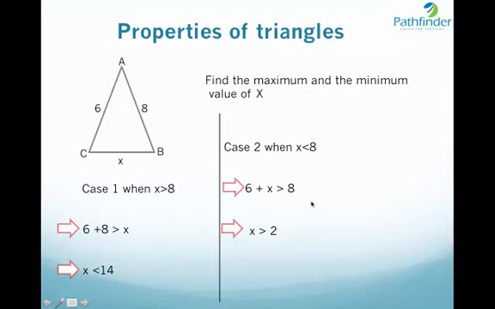So we see that x has to be greater than 2 and x has to be less than 14, which means 2 is the minimum value of x, which will approach 2, and 14 is the maximum value possible of x. In fact, the maximum value will approach 14 but will not be exactly equal to 14.